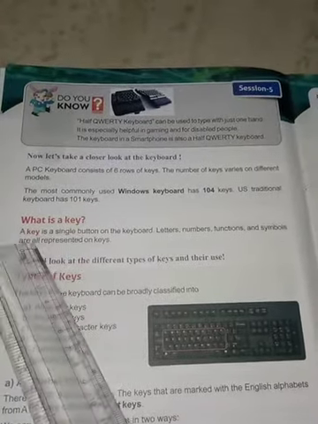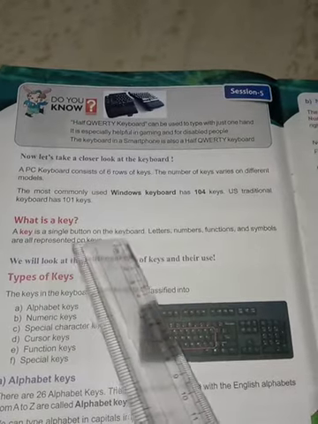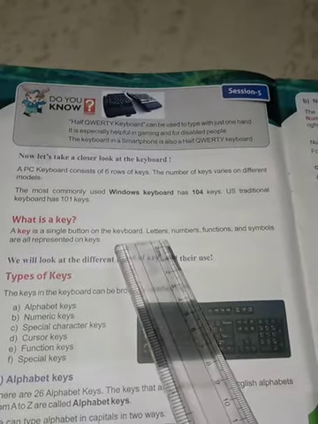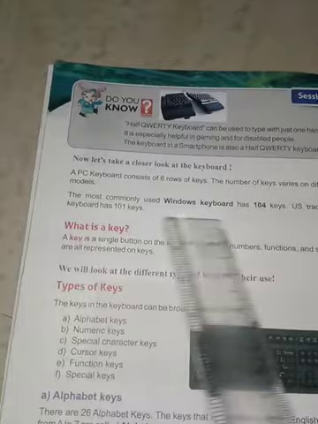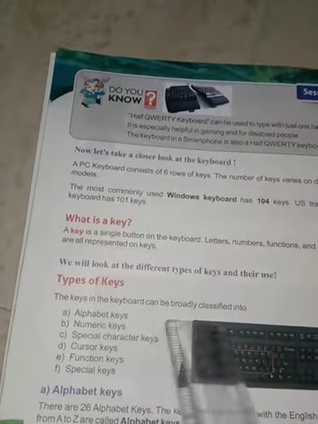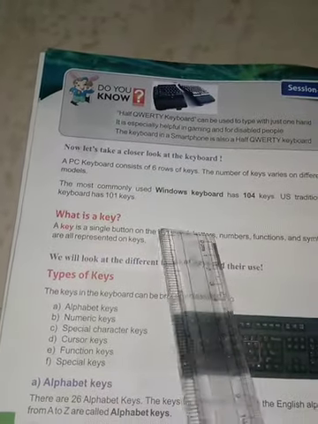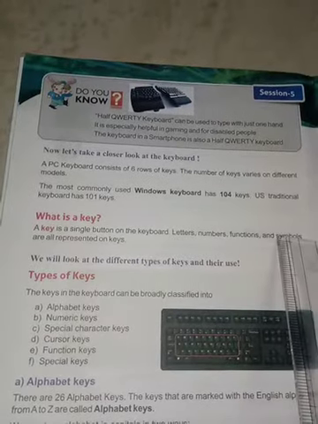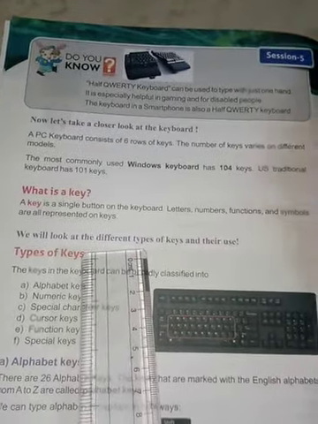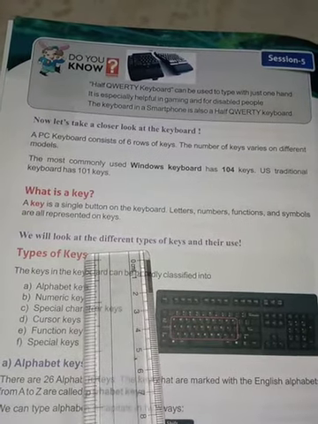What is a key? A key is a single button on the keyboard. So a button which you press, that is a key. It may be a letter, number, function and symbols are represented on keys. So it can be anything.